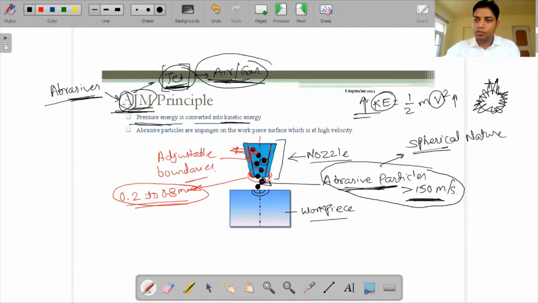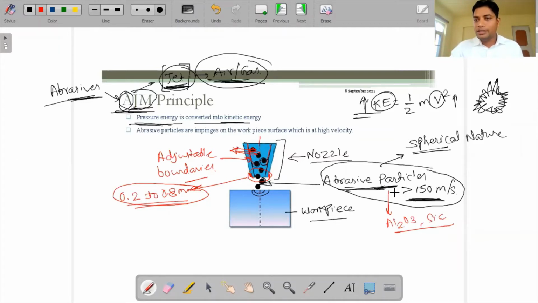These are the boundaries through which the hard abrasives work. They generally have a very high strength, because a few of the abrasives are Al2O3 alumina and silicon carbides, and others are also available. So when they are impinging over the workpiece surface, they are directly removing the material. As I mentioned, they are not just falling over the workpiece surface, they are impinging with a very high velocity.